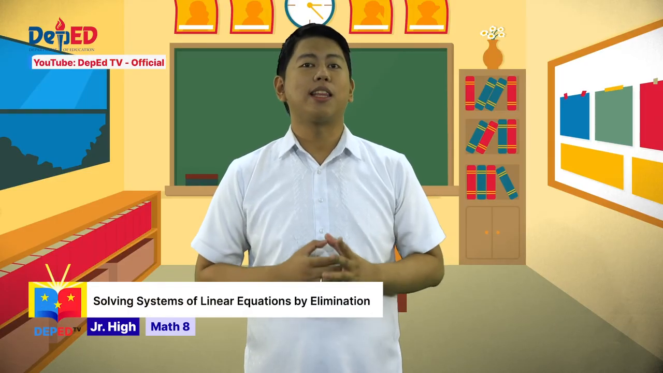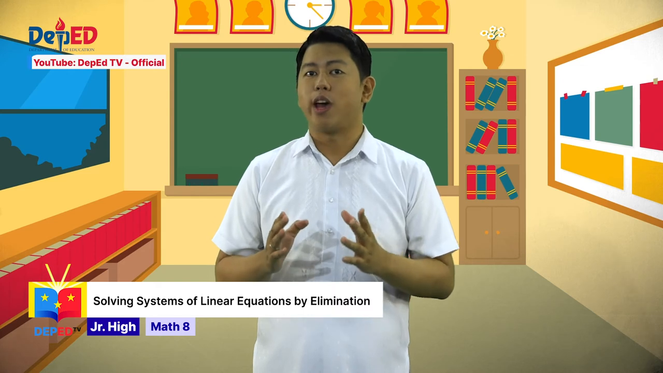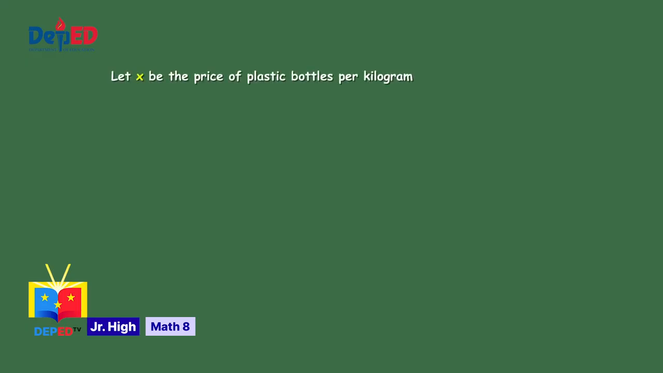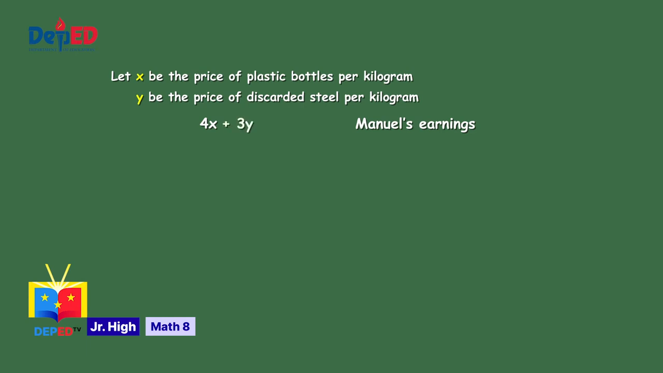We must first create a mathematical model that represents Manuel and Naomi's earnings. Let x be the price of plastic bottles per kilogram, while y be the price of steel per kilogram. Based on the problem, Manuel's earnings can be written as 4 kilograms times the price of plastic bottles, or 4x, plus 3 kilograms times the price of steel, or 3y, equal to 60 pesos. While Naomi has 3 kilograms of plastic bottles and 2 kilograms of steel for a total amount of 42 pesos.